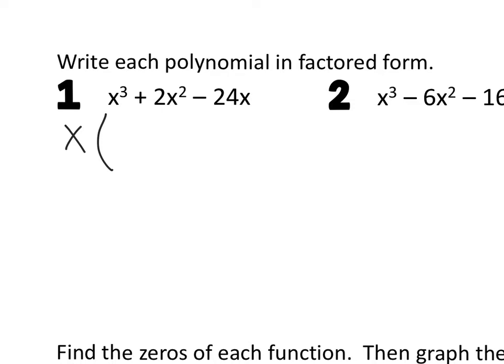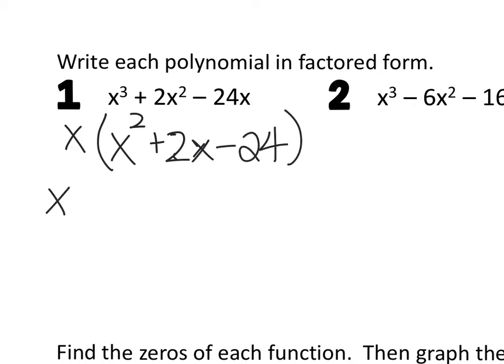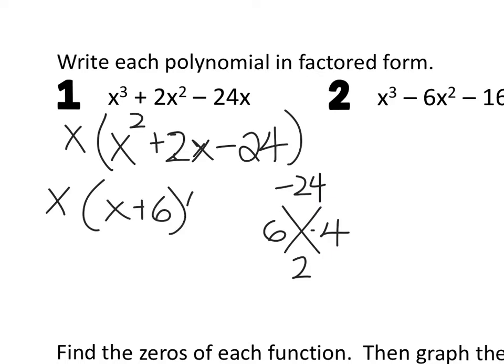So if I take out an x, I'm left with x squared plus 2x minus 24. Now I have to factor inside the parentheses, so we're looking for what multiplies to negative 24 that adds to 2. So I think it's 6 and 4, so 6 and negative 4. So we're going to have the x on the outside, and we're going to have x plus 6 and x minus 4. So that right there is our answer.